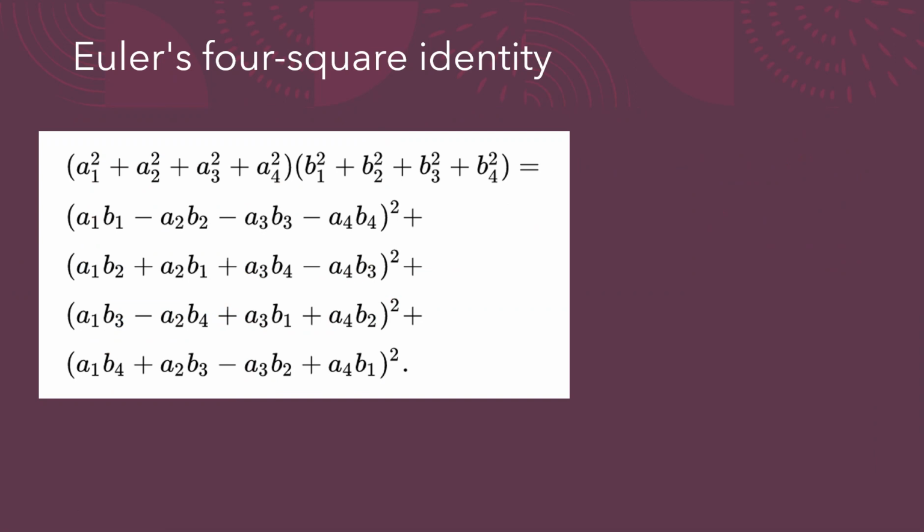Okay, and the next one is the Euler four-square identity. This is a1 squared plus a2 squared plus a3 squared plus a4 squared, times this, equals this. Basically, the positions we fix are a1, a2 and a3, a4, but the b1, b2 are somehow shifted. And for each term, there's always three minus terms, two plus terms.